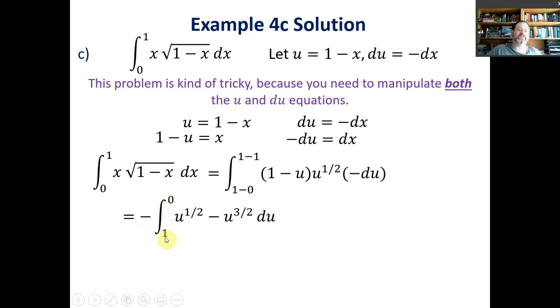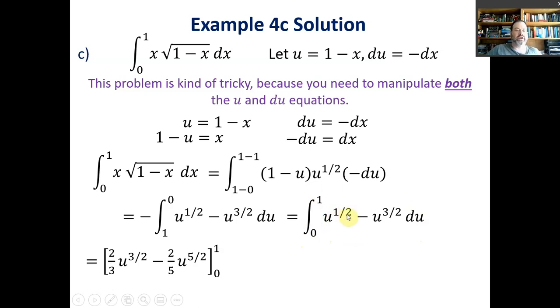But now looking at this, this is like a backwards integral. It's got a 1 on the bottom and a 0 on the top. So remember, we have a rule that says I can make this a negative and switch these. Let's do that. Now it looks like a regular integral. Now we're ready to do the antiderivative.